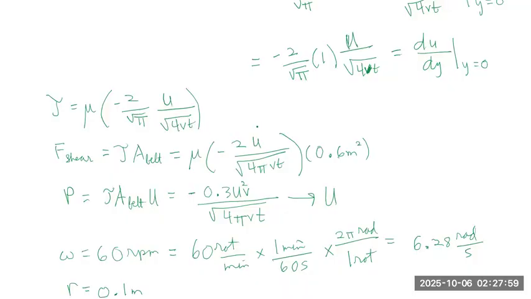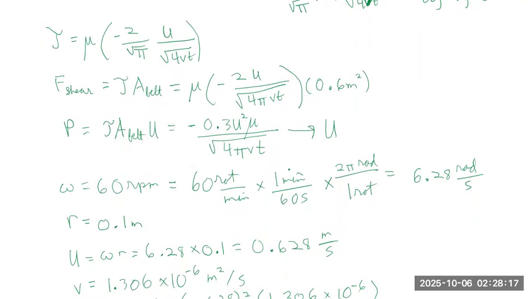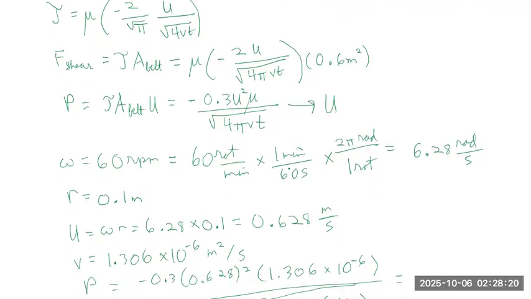And we now have 0.3 times u squared, yeah, but times mu. Over here it's mu. And yes, the rotational angle, angular velocity to linear velocity is correct. R is equal to 0.1 meters, U is equal to that, which is still correct.